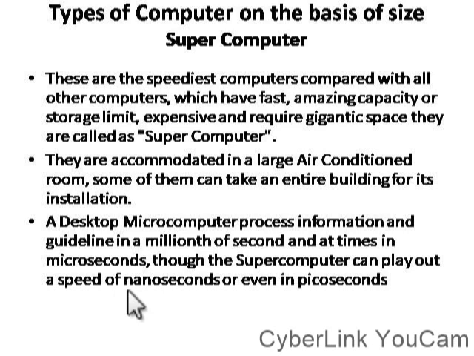A desktop microcomputer processes information in a millionth of a second, that is, in microseconds. The supercomputer can perform at a speed of nanoseconds or even picoseconds. As we have seen before in our part 1 lecture, the speed of a computer is measured in parts of a second. So our desktop is working in millionths of a second, but our supercomputer can perform at nanosecond and picosecond speeds. Just imagine the speed of a supercomputer. Amazing.